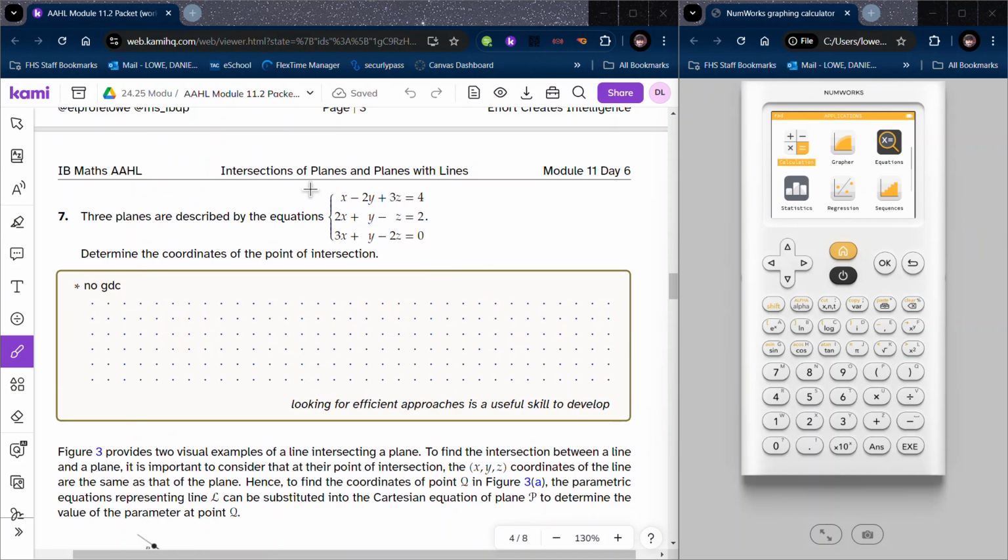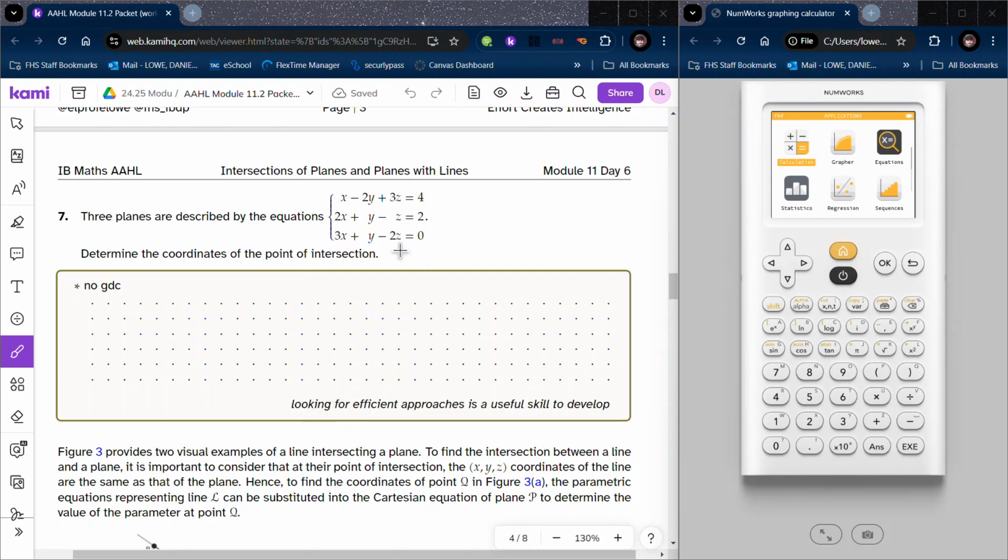So let's continue with our intersections of planes and our intersections of planes with lines. So we're going to look at three planes and find a common point of intersection. And then after that problem, we'll look at an equation of a line and a plane and find the point of intersection between a line and a plane. So let's get started. So here we have three planes. They're described by this system of equations, and we want to determine the coordinate of the point of intersection.